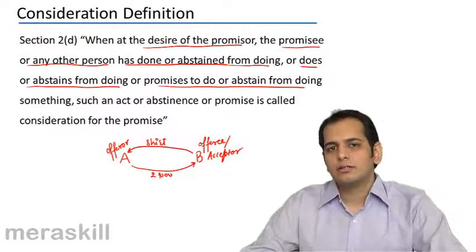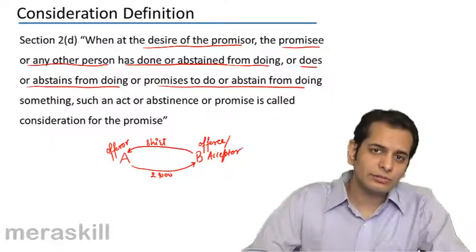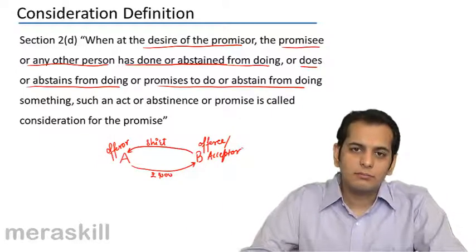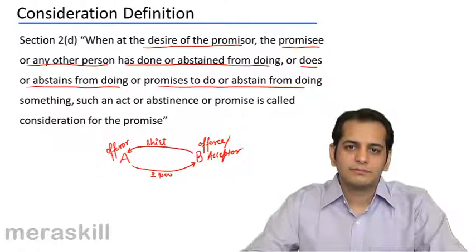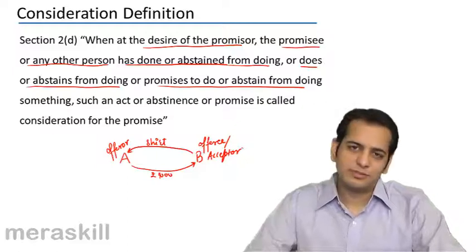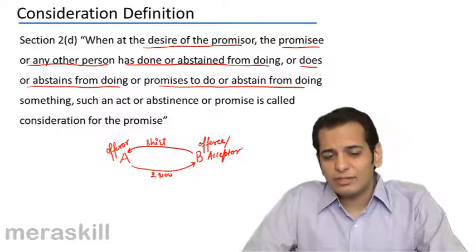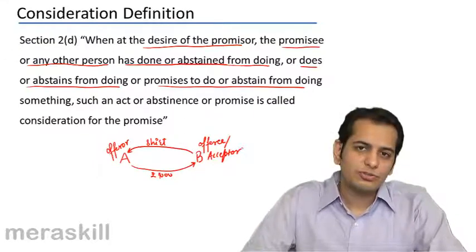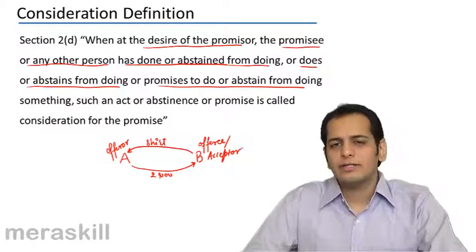Normally, students say A is the promiser and B is the promisee because it rhymes with offerer and offeree. Offerer becomes the promiser, offeree becomes the promisee. But in this case, I would like you to revisit the definition of agreement. What is an agreement?